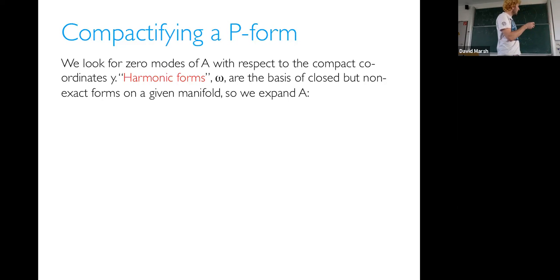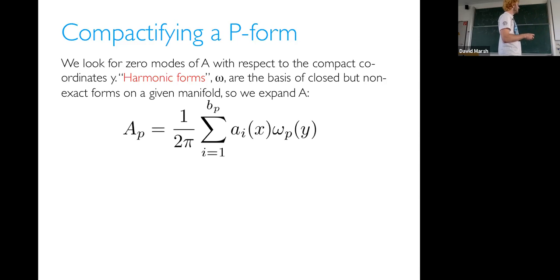But it makes your life easier because the harmonic forms are the basis of closed but not exact forms on a given manifold. So they are the basis, they're like the photons. They're the basis that will give you just the information you need about physical 0 mode solutions, physical vacuum solutions. So that's what we do. We write our p-form A_p as an expansion in terms of the harmonic forms, omega, with any general coefficient.